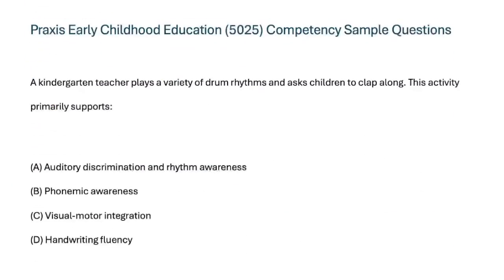A kindergarten teacher plays a variety of drum rhythms and asks children to clap along. This activity primarily supports A, auditory discrimination and rhythm awareness, B, phonemic awareness, C, visual motor integration, or D, handwriting fluency. This question wants you to recognize that the role of music in early auditory and language development is an important one. Activities that involve rhythm, listening, and movement to sound alignment support auditory development.